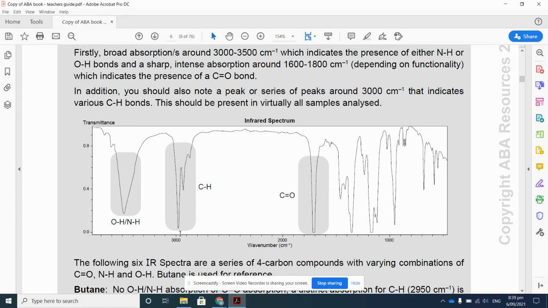The other peak that we must be really aware of is the CH peak, because pretty much all of our molecules are going to have a CH bond in them, and that happens at around 3,000. So let's look at some spectra now and see what we can get from them.